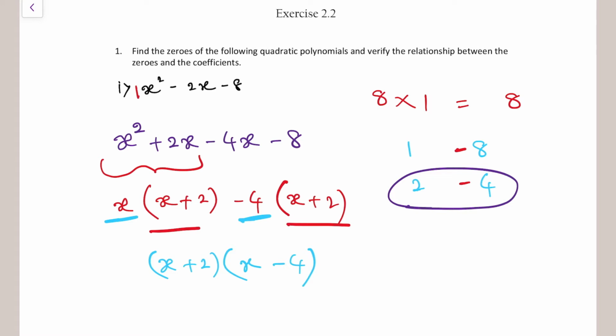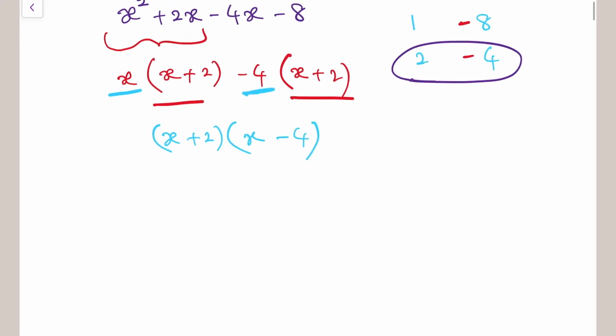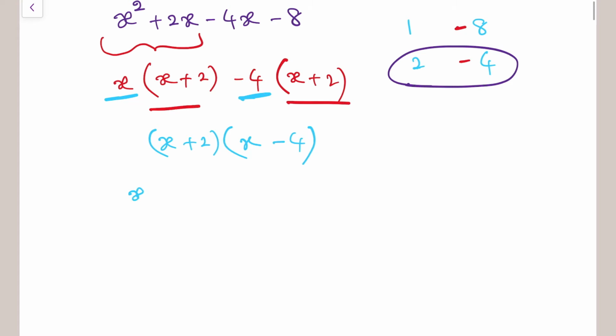But we want zeros, right? So simply change the symbols here. x plus 2 is there, right? So the x value will become minus 2. x minus 4 is there, right? So the x value will become plus 4. So minus 2 and plus 4 are the zeros of the given quadratic polynomial.